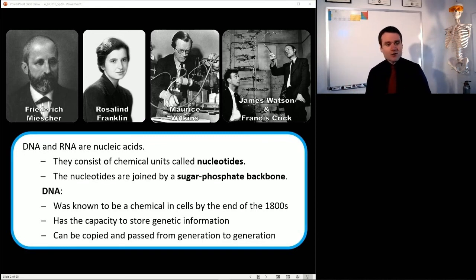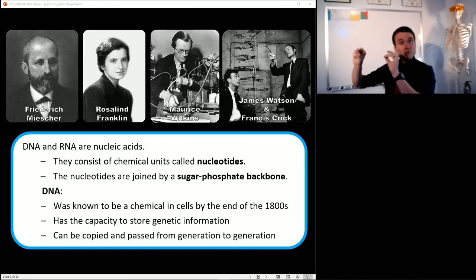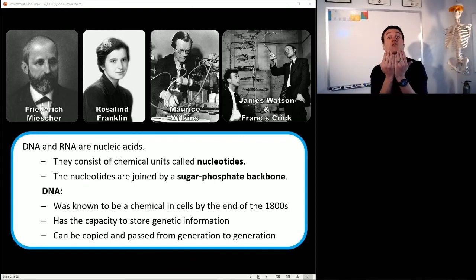And he puts out a version of the model of DNA that has all of the phosphate groups of DNA facing towards each other, right next to each other, and he has it as a triple-stranded molecule.